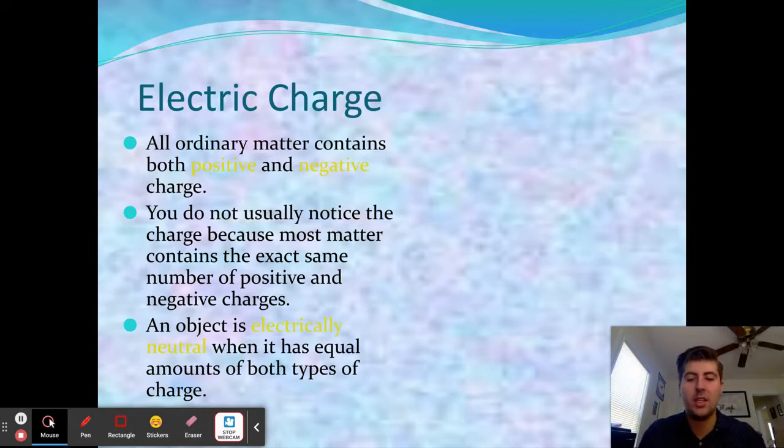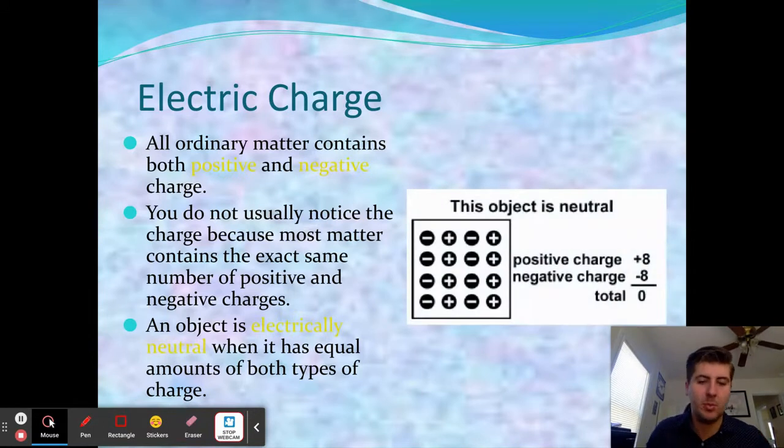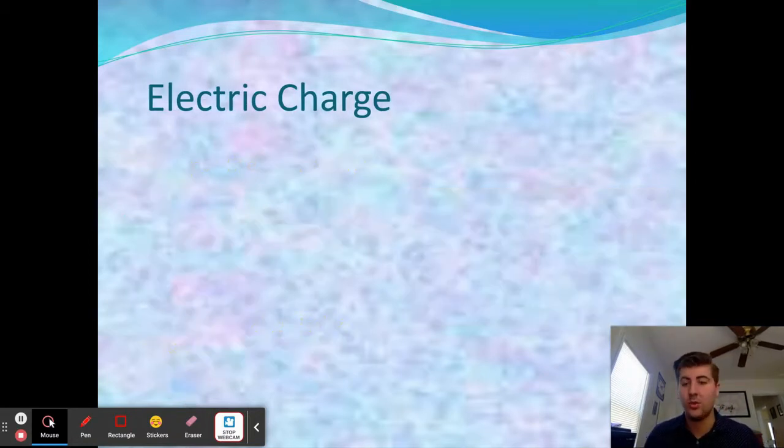Okay, so when an object has an equal amount of both types, we call it electrically neutral. Okay, we've got an example here: positive charge plus 8, negative charge minus 8. So our total is going to be 0, right? So that's electrically neutral.